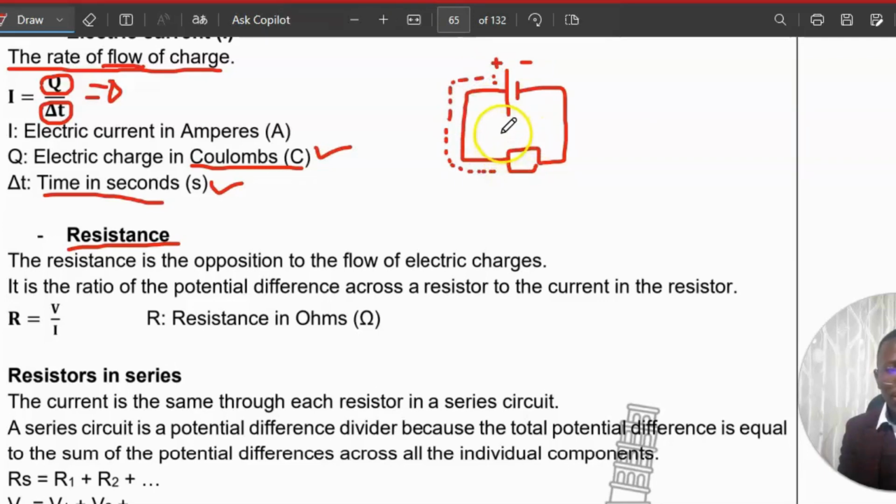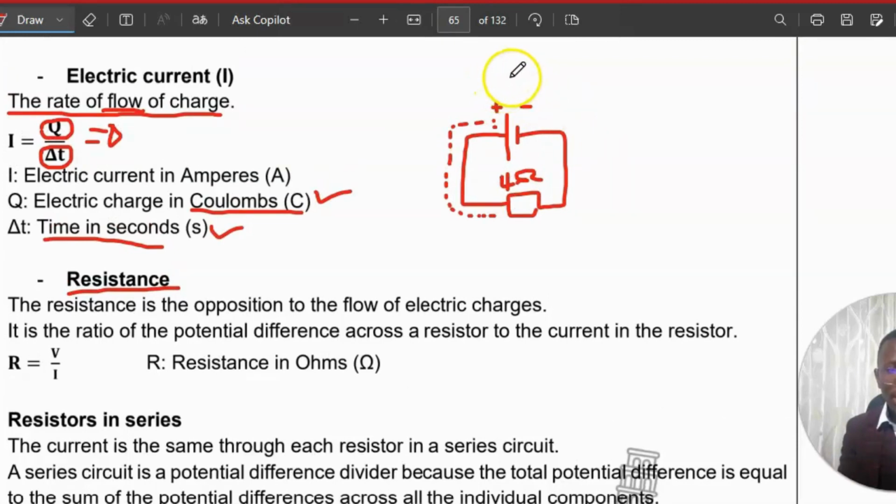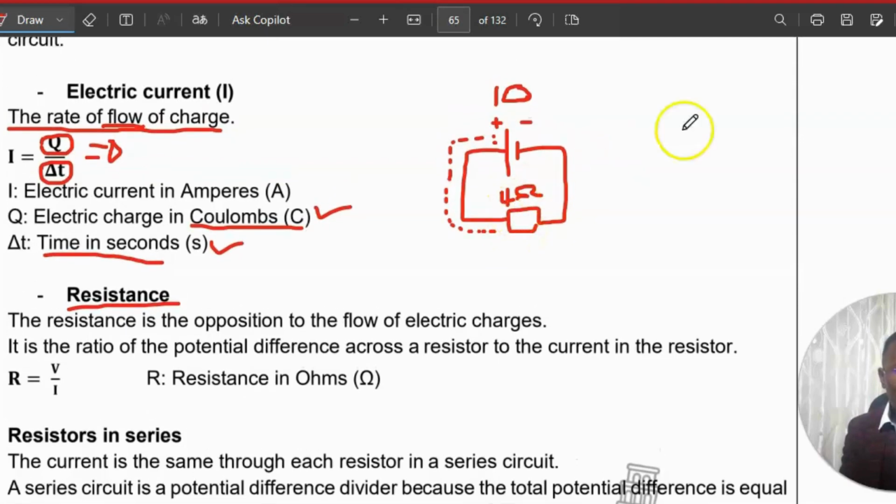So let's say we have a 4 ohm resistor here. So this 4 ohm resistor is resisting. Let's say that we have a 10 volt battery, for the sake of our calculation, a 10 volt battery and a 4 ohm resistor. That's what we have here. So what would be the current here?